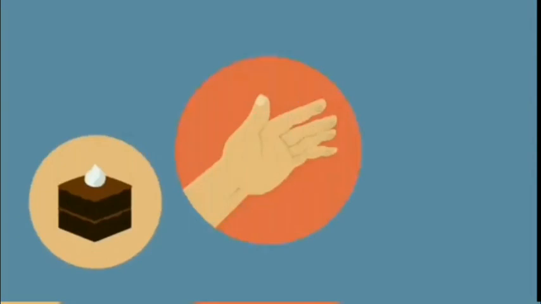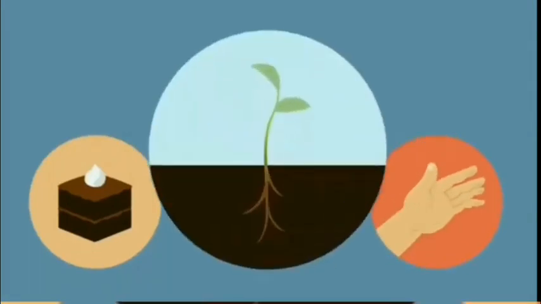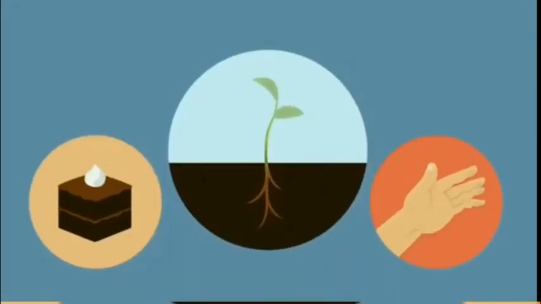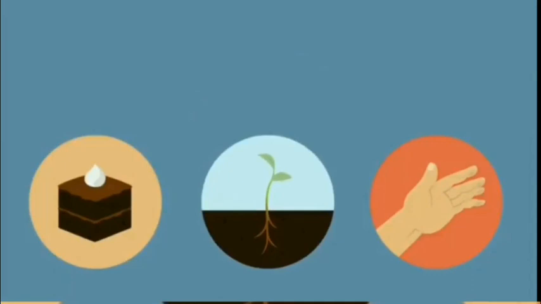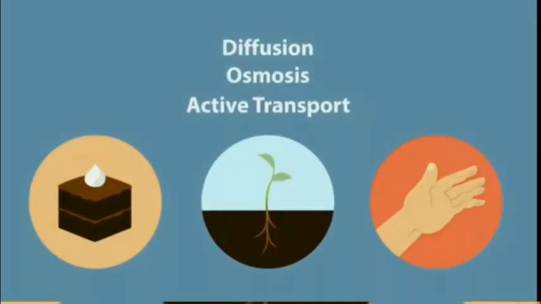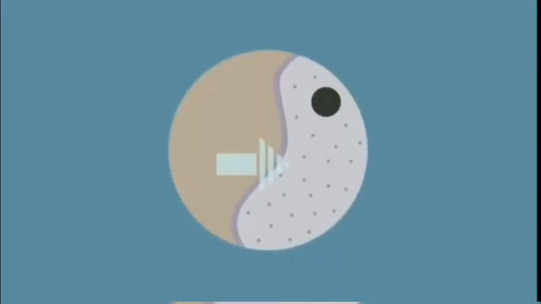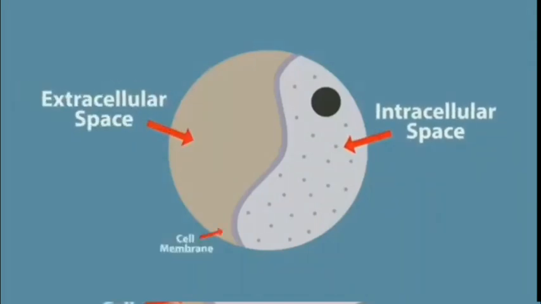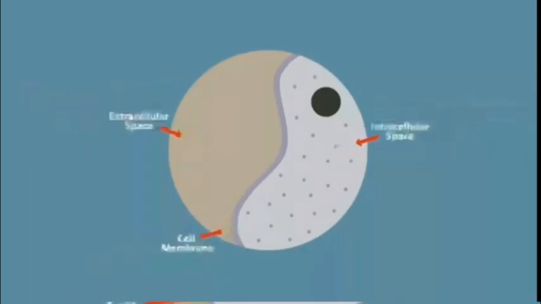Can you smell a delicious cake? Why do we get pruny fingers in water, and how can plants take up their nutrients from soil? All of these things require the movement of substances by either diffusion, osmosis or active transport. In this video, we will see how cells take in useful substances and remove waste using these three types of methods of transport. The exchange of materials occurs between cells and the environment across the cell membrane.